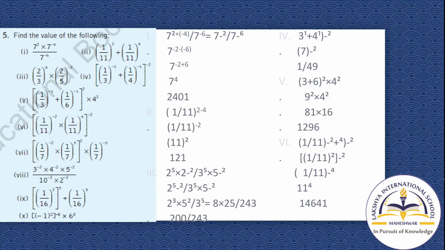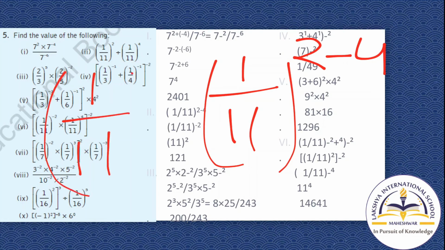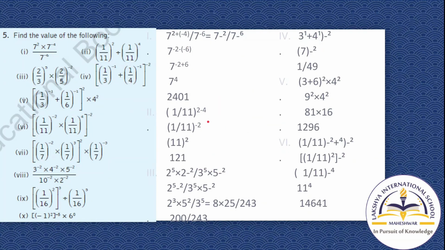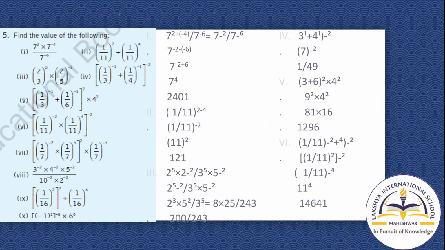Now question number 2. 1 by 11 raised to the power 2 divided by 1 by 11 raised to the power 4. Now in division, power will get subtracted. 1 by 11 raised to the power minus 2. Now after that you can write 11 raised to the power 2. Now 11 into 11 is 121, which is your answer. In the same manner you have to solve question number 3 and 4.